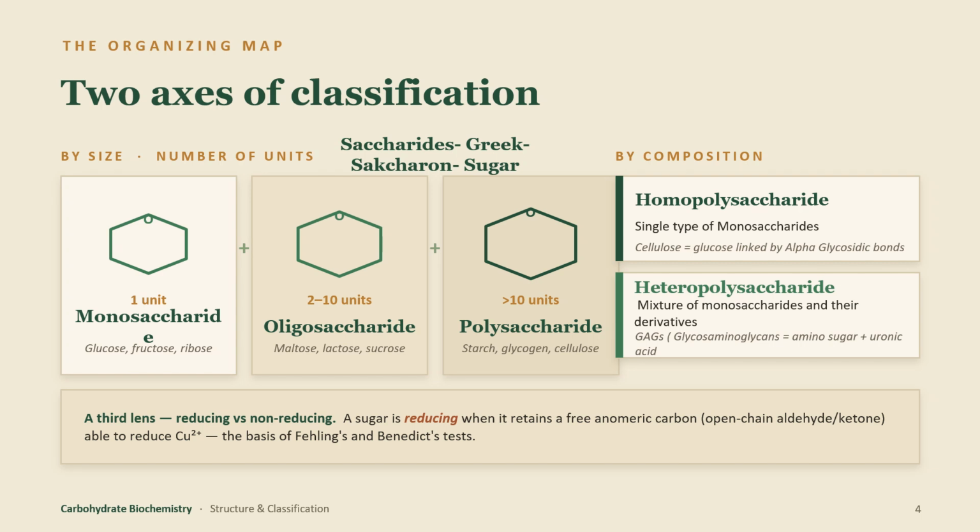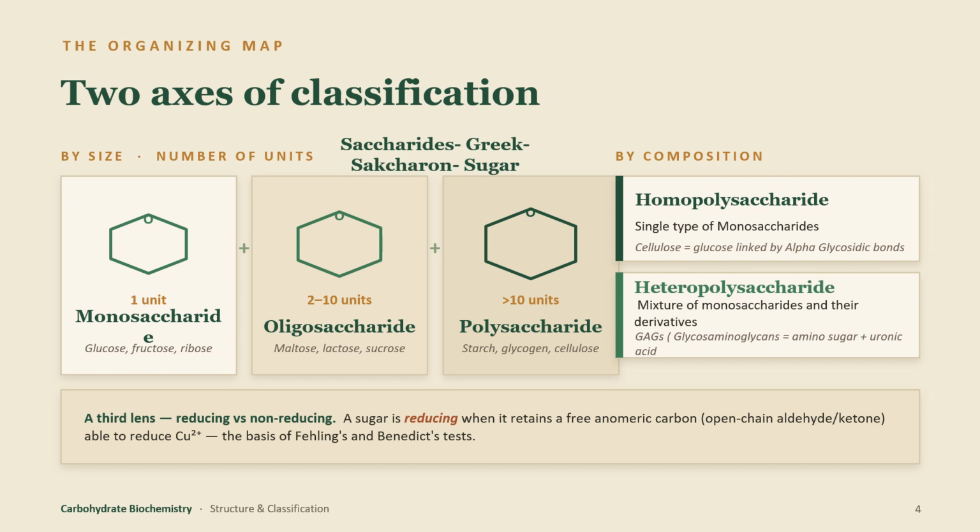Monosaccharides, very important and well-known examples are glucose, fructose, ribose. For the oligosaccharides, it is maltose and sucrose. And for the polysaccharides, starch, glycogen, and cellulose. These are some of the examples.